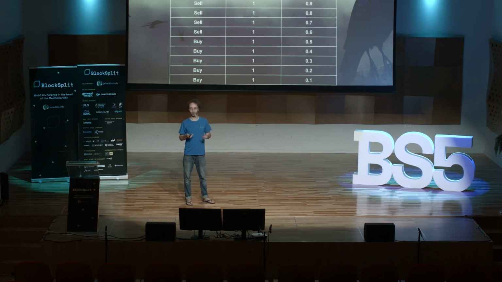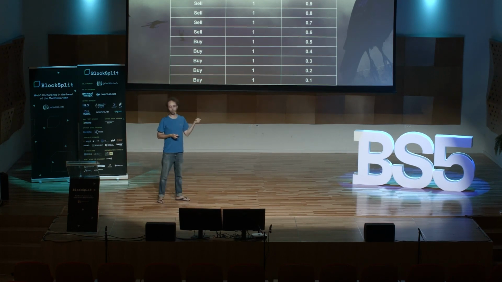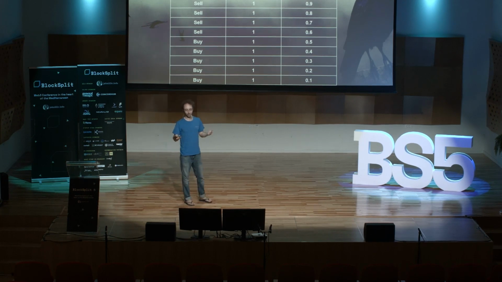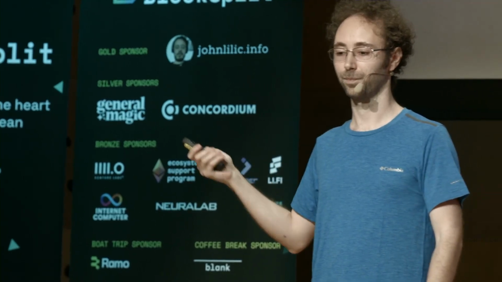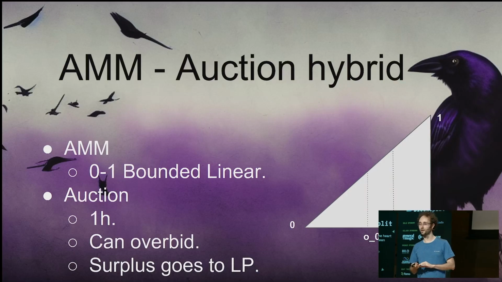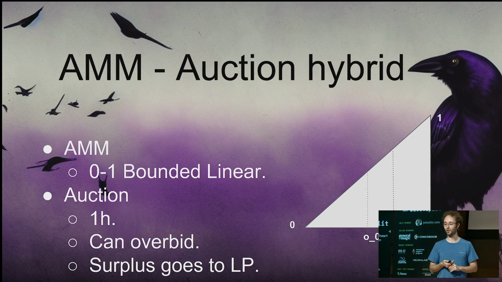Yeah, that's done at the expense of the liquidity providers. And here the liquidity provider will lose 1 token of value because of selling a lot of tokens, which now everyone knows is worth less than 1. So how can we solve that? We can solve that by mixing an AMM and an auction system.